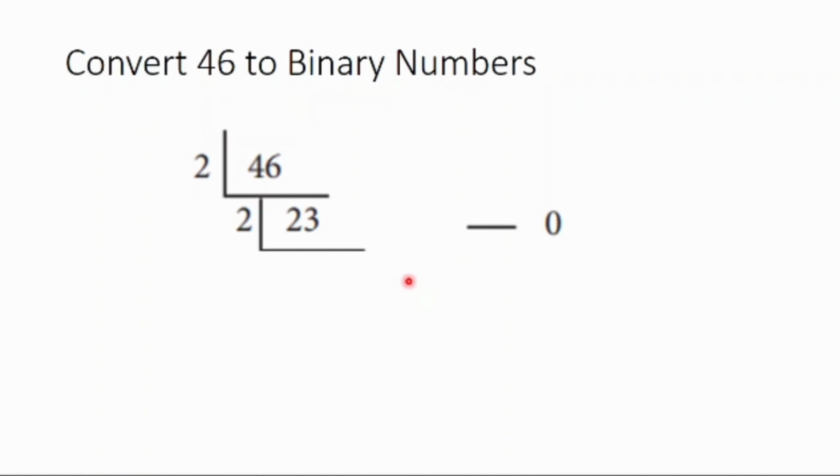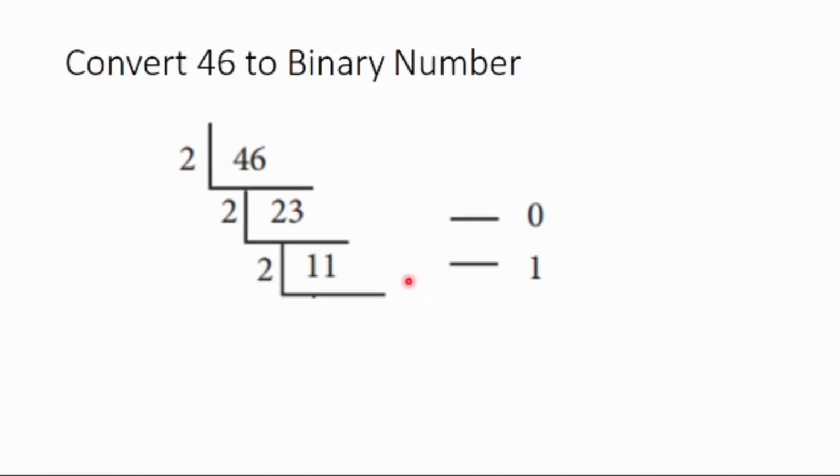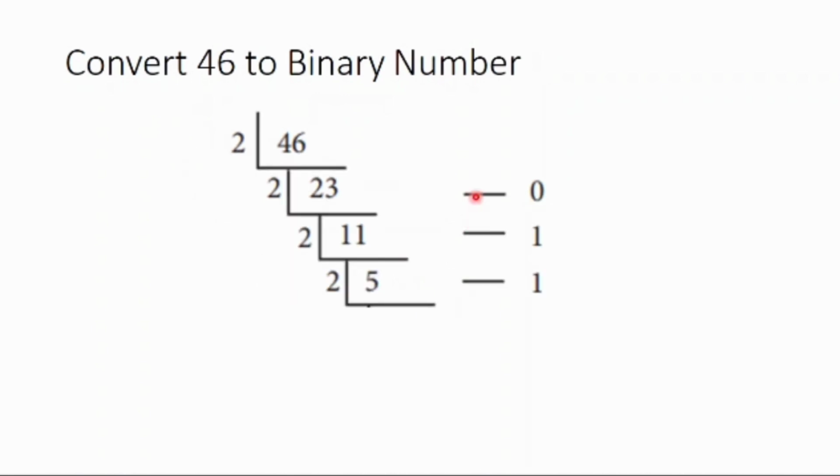When 23 is divided by 2, it will result in 11 and remainder 1. Then divide 11 by 2. That would result in 5 and remainder 1. So you have to note down the remainder because that will be our final answer. Using that only we can build up the final answer. So you have to record it like this.